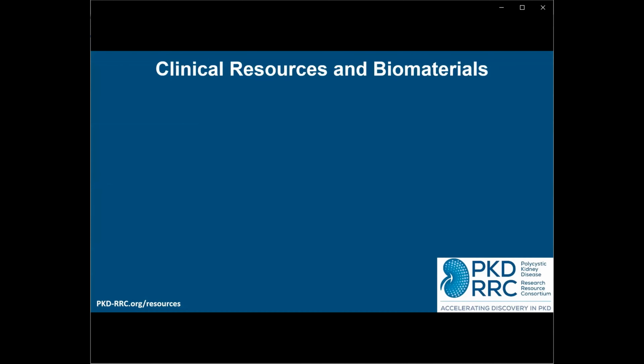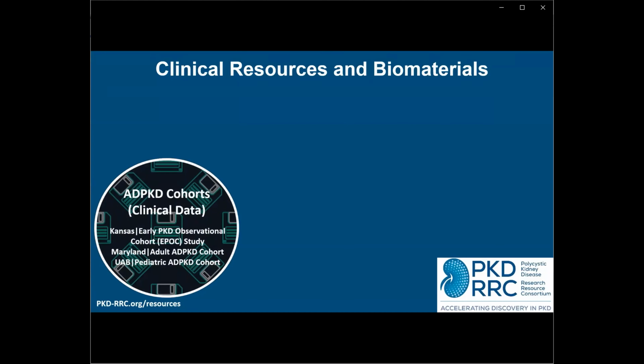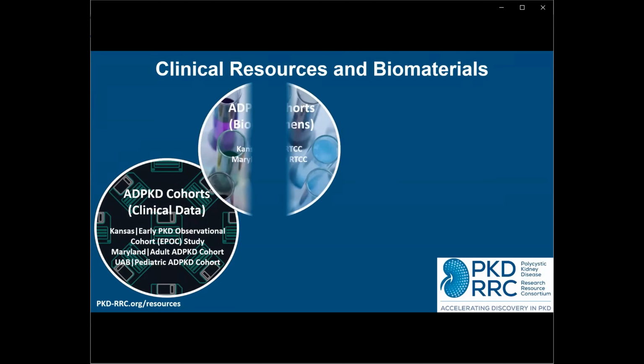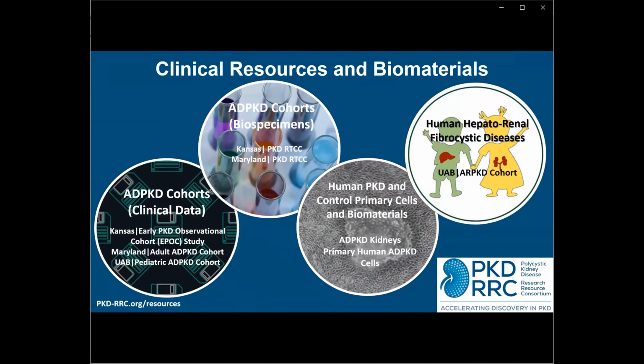Do you need to translate your PKD research and make it clinically relevant? The Clinical Resources and Biomaterials Core is here to help. We have clinical data, blood and urine biospecimens, kidney tissue, and primary cultured cells from patients with ADPKD, ARPKD, and other hepatorenal fibrocystic diseases. To get access, just go to our website, fill out an online request form, complete an MTA, and see how our core can advance your research program to the next level.